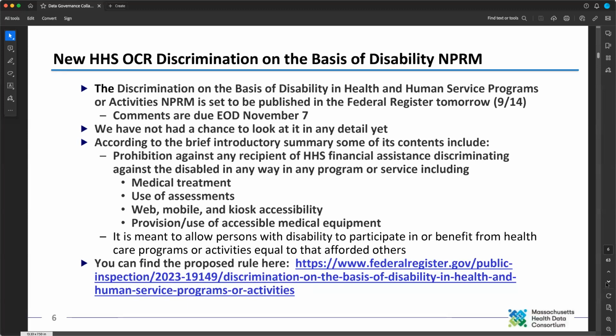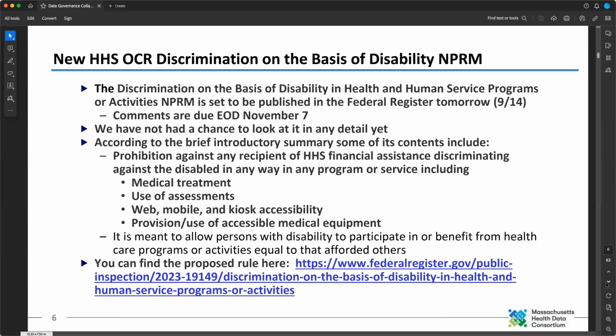And you can't discriminate against the disabled in any way in any program. And they highlight 4 areas where they think discrimination is most likely, but again, it covers more stuff. One is medical treatment, one is use of assessments. Another, and this is a big one for certain disabled populations, is web, mobile, and kiosk accessibility. I will note that at the current time, many portals, particularly provider portals, are not fully accessible to the visually impaired and some other disabled communities, so that will be an interesting take. And then also the provision and use of accessible medical equipment.